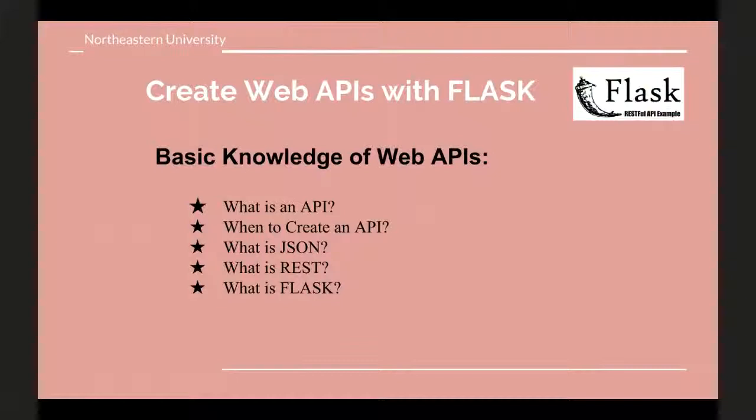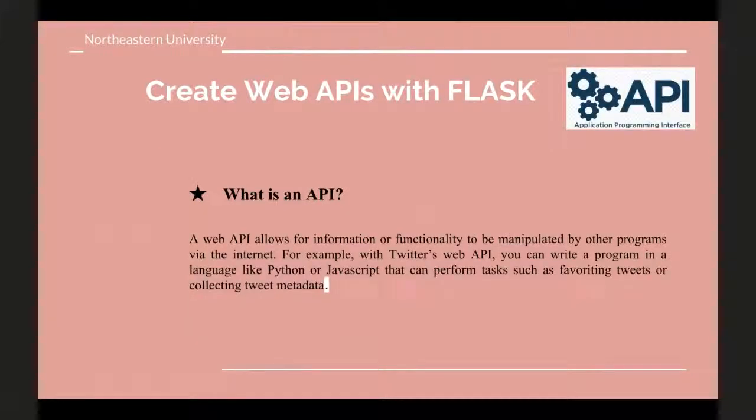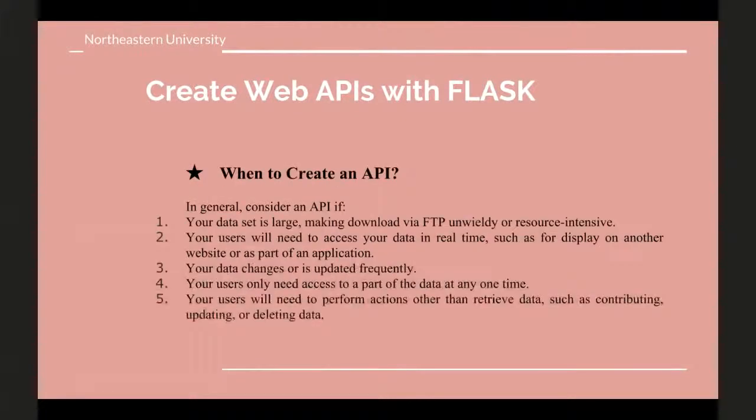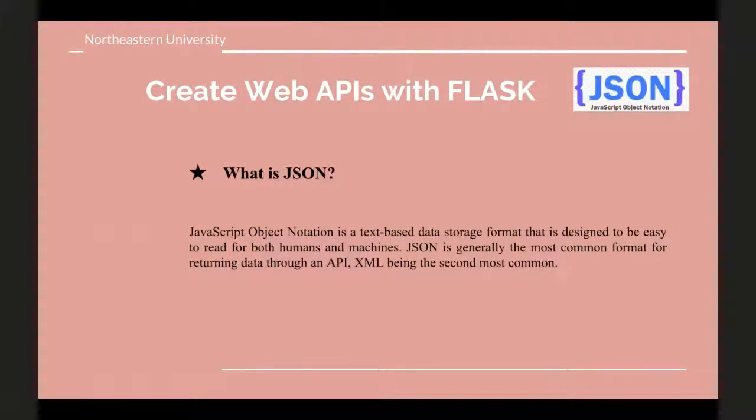Before we build a Flask project, we need to know what an API is and when to create an API. And I will explain what JSON is for you. At first, what is an API? An API can allow for information to be manipulated by other programmers. And when to create an API: when we need to access our data in real time, and the data changes and updates frequently.